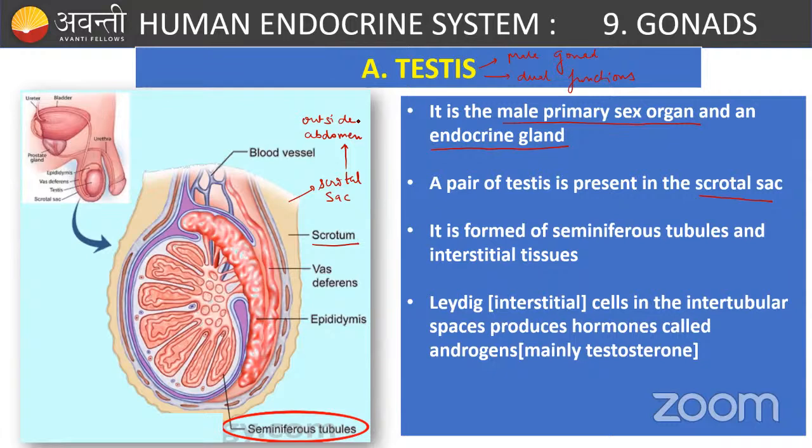The testis is composed of seminiferous tubules and the stromal tissue, or the interstitial tissues. This is your seminiferous tubule. The main function of the seminiferous tubule is spermatogenesis, so it plays a very important role in spermatogenesis. Spermatogenesis is basically the formation of spermatozoa.